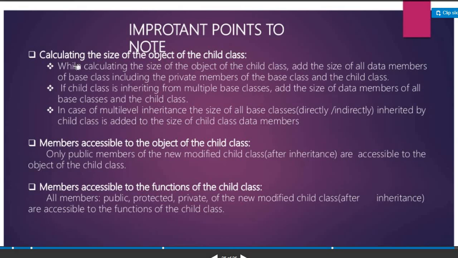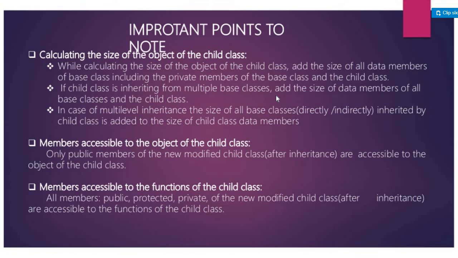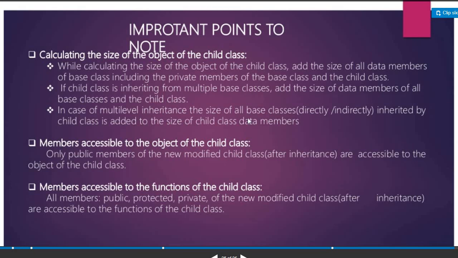Finding the size of the object: while calculating the size of the object of the child class, add the size of all data members of the base class, including the private members of the base class, and the child class. If the child class is inheriting from multiple base classes, add the size of data members of all base classes and the child class. In case of multi-level inheritance, the size of all base classes directly and indirectly inherited by the child class is added to the size of the child class data members.